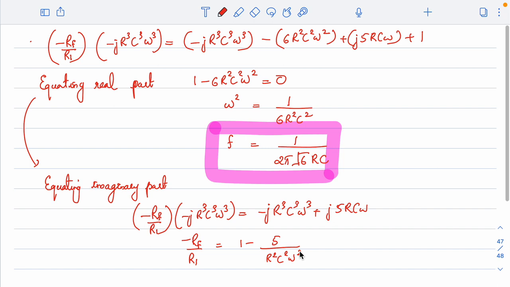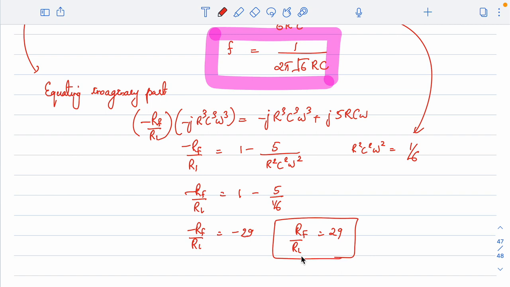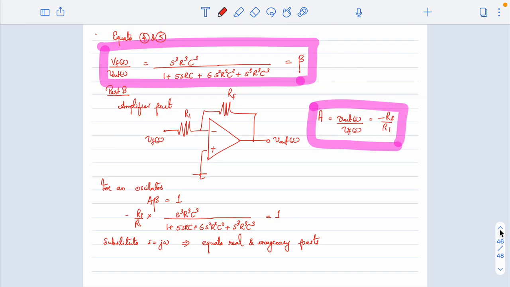Now, already we have R square C square omega square can be written as 1 by 6 from the earlier condition. If I substitute that over here, what will I get? Minus Rf by R1 is equal to 1 minus 5 divided by 1 by 6, or minus Rf by R1 is equal to 1 minus 30, which is minus 29, or Rf by R1 is equal to 29. This is the condition for gain. So your gain should be equal to 29, and the frequency of oscillation expression is 1 by 2 pi root 6 RC. So I just quickly completed the analysis.